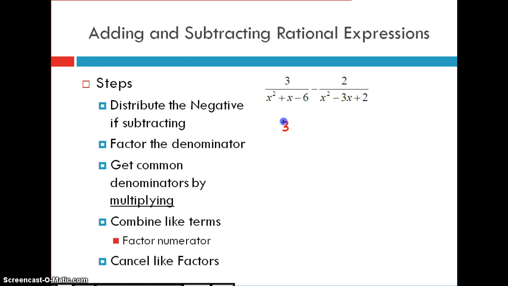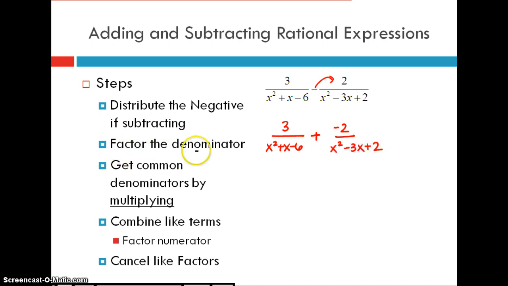So I have 3, then I have x squared plus x minus 6, and if I distribute the negative sign, this would become plus a negative 2. You're just distributing it to whatever's on top, and then x squared minus 3x plus 2.